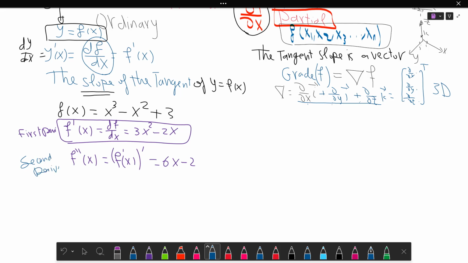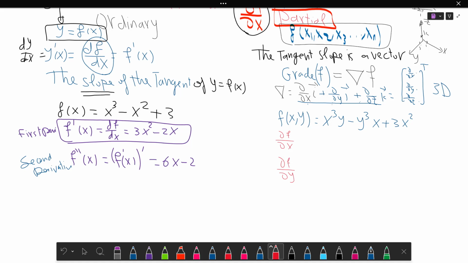Let's go for the multivariable function, right? Let's go for a function of two variables x and y, right? Say x cubed y minus y cubed x plus 3x squared. How many first derivatives do you have? You cannot write f dash here, right? We will talk about it later. We go for the partial derivative with respect to x and the partial derivative with respect to y, right?